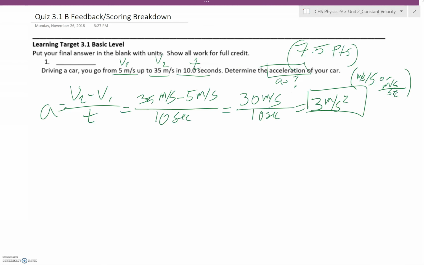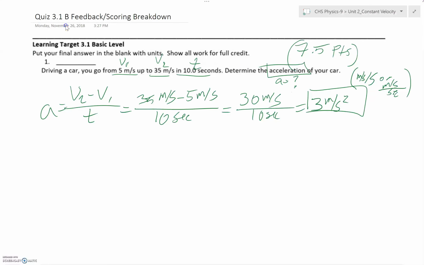There's our final answer. Now our scoring breakdown is going to look like this. We have to get to our 7.5 points. So the way this is going to look is your equation is worth 1 point. So you have to have that equation on there. Then for your work, your substitute portion, it's going to be worth a total of 3 points. So the numbers are worth 1.5 points.